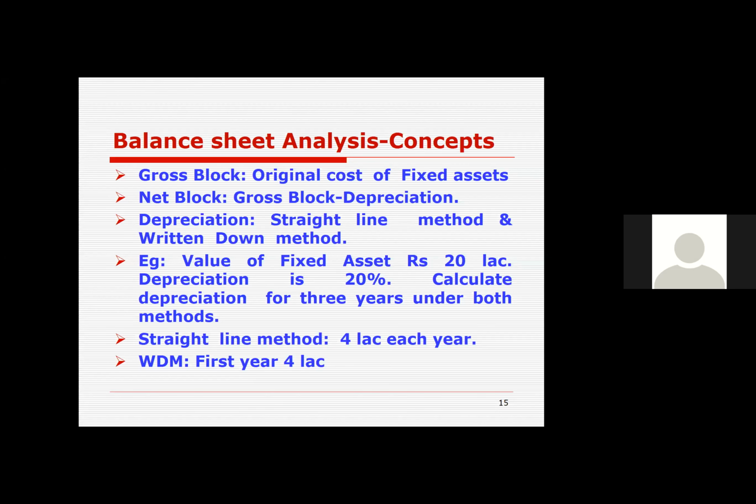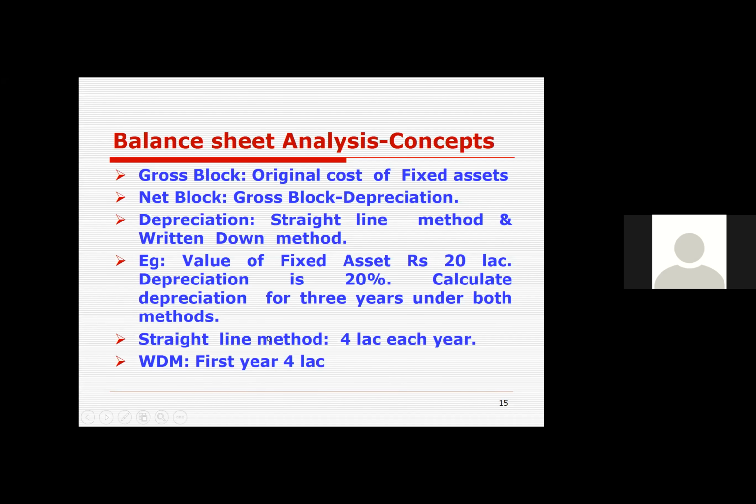What is the straight line method? I will explain. Value of fixed asset is rupees 20 lakhs. Let us assume the firm has purchased a vehicle for 20 lakhs, original price. Let us assume depreciation every year to be made is 20%. Calculate depreciation for 3 years under both methods: straight line method and written down method.